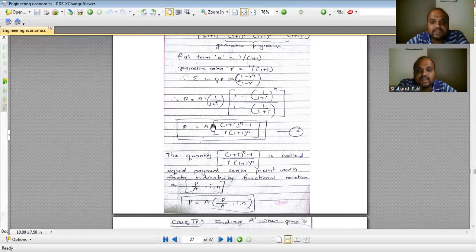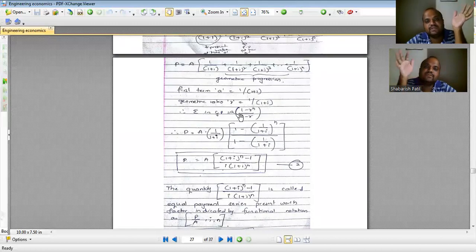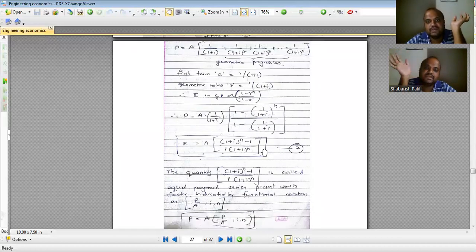The quantity in the square bracket is called the equal payment series present worth factor, indicated by the functional notation P by A, comma I, comma N. Most of the textbooks don't derive the expression, they just write these expressions. If you want to know how they are derived, please try to understand this.